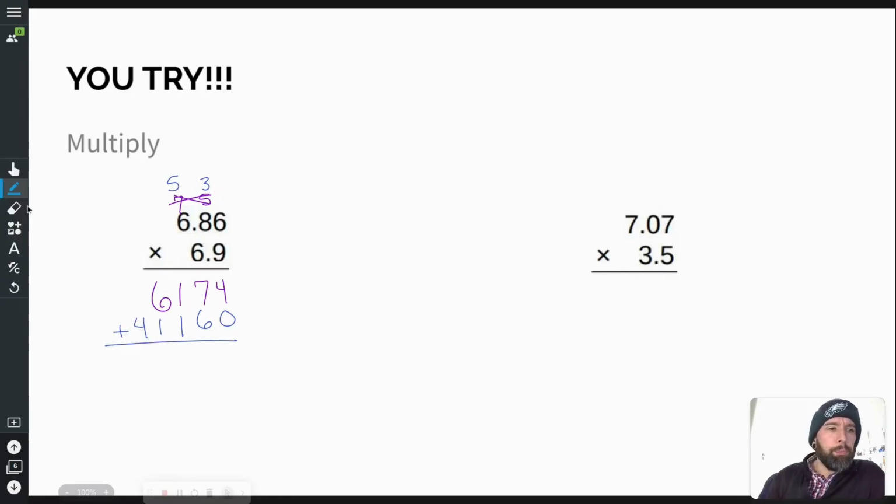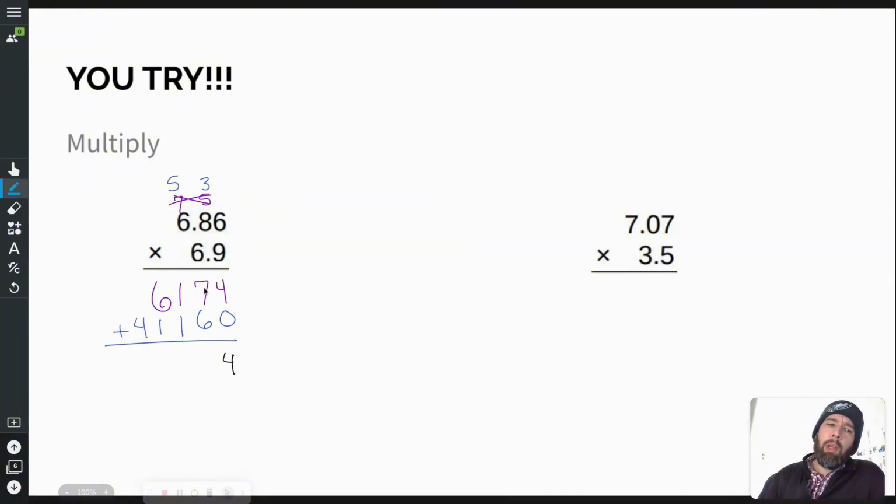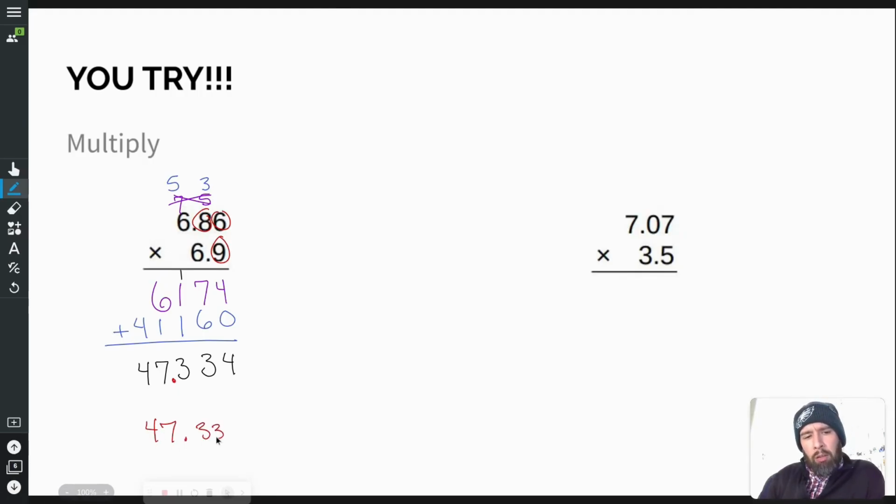Let's add them up. 4 plus 0 is 4. 7 plus 6 is 13, so carry the 1. 1 plus 1 is 2. 2 plus 1 is 3. 6 plus 1 is 7. 4 drops down. We've got 1, 2, 3 decimals, so 1, 2, 3, put the dot there. 47 and 334 thousandths.